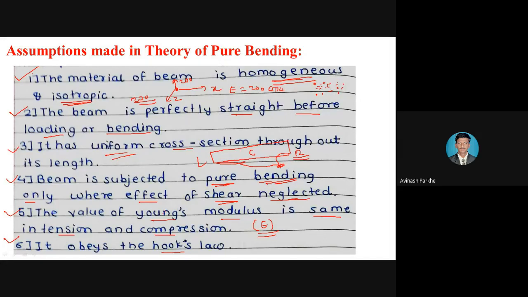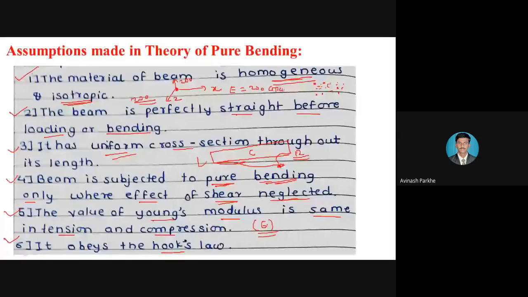Just like for the shaft we considered assumptions: the material of the shaft is homogeneous and isotropic, the shaft should be perfectly straight, the cross sectional area of the shaft should be uniform. Similarly, we have to consider the assumptions for the beam also. So these are the 6 assumptions. If the beam satisfies these 6 assumptions, we can use that particular beam for further analysis or further application. If the beam does not satisfy these assumptions, it is not possible to use that beam for further analysis or for further calculation of the bending stresses.